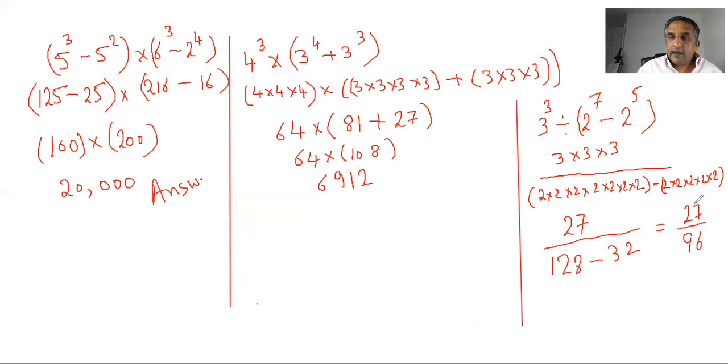So what we have to do is divide 27 by 96. When you divide 27 by 96, it will be 0.28125. Sorry, let me write it again. Right, so that's it really. So this is how we do it.